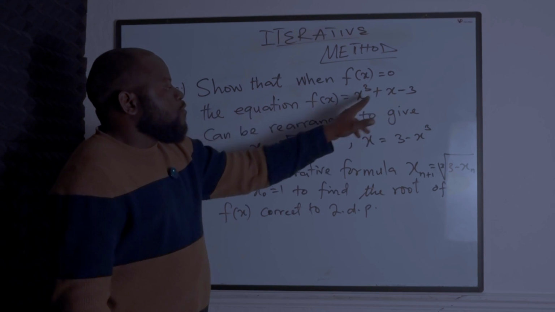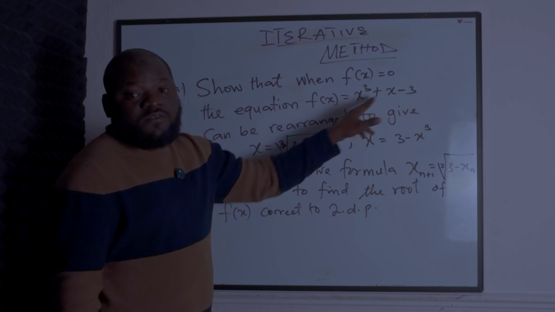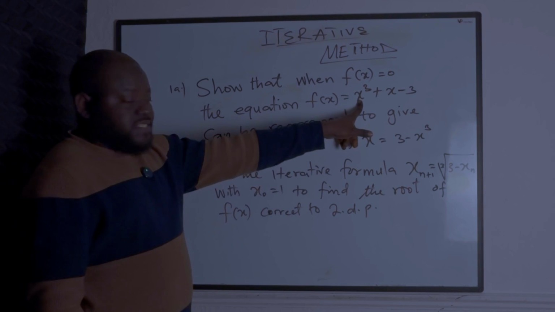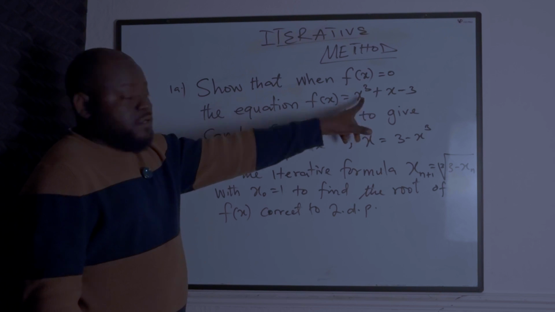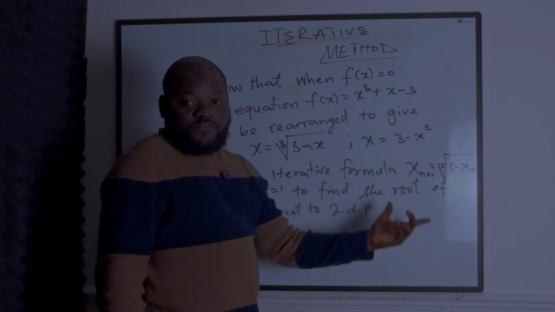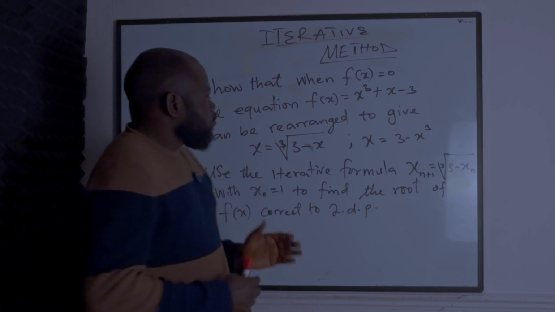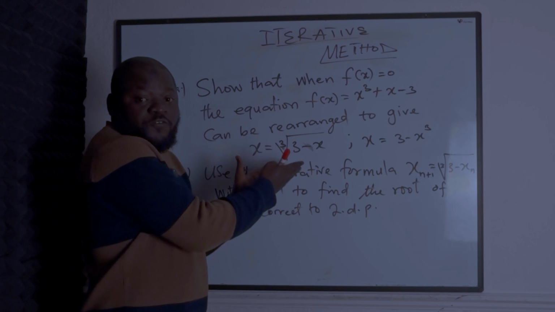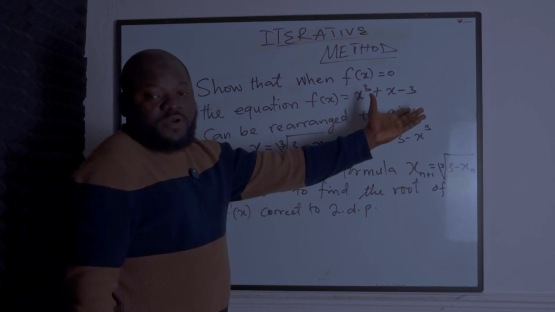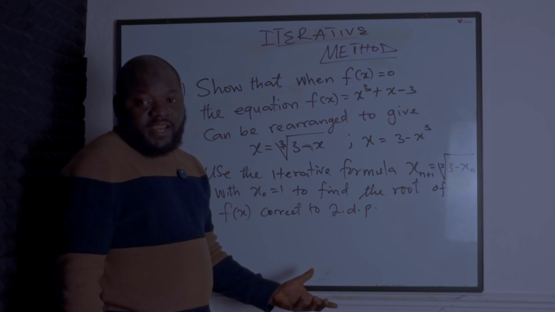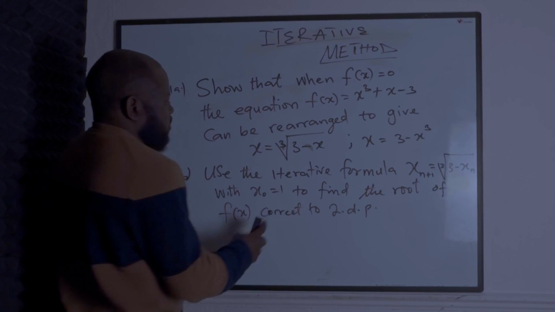So it's just for them to make any of these x the subject of the formula. For example, with the question that we have, it is this x that they make the subject of the formula. And with this one, it is this x that they make the subject of the formula. So whenever they ask you to show or to rearrange to this particular form, what you should look out for is which of the x they are making the subject. Do you get that now? So let's start with the question.